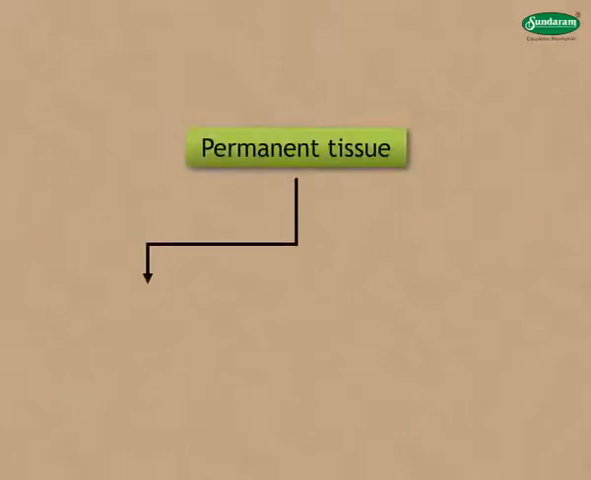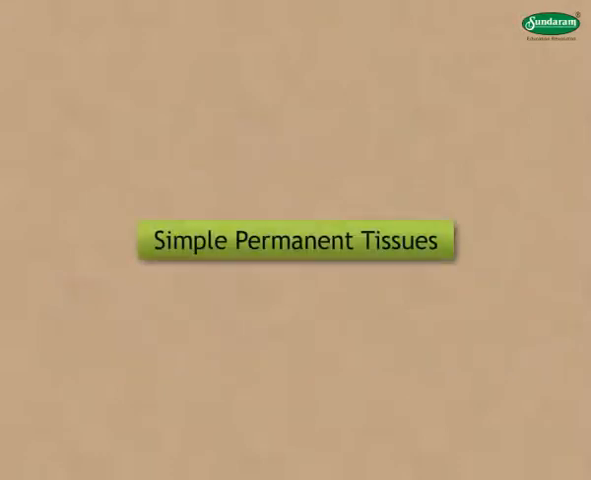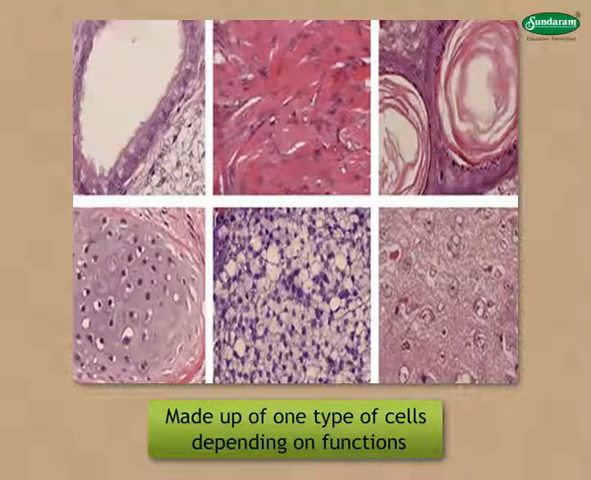Permanent tissues are simple permanent tissues or complex permanent tissues. Students, let us learn more about the simple permanent tissues. Simple permanent tissues. It is made up of one type of cells. Depending upon the functions it performs, the tissue is classified as follows.